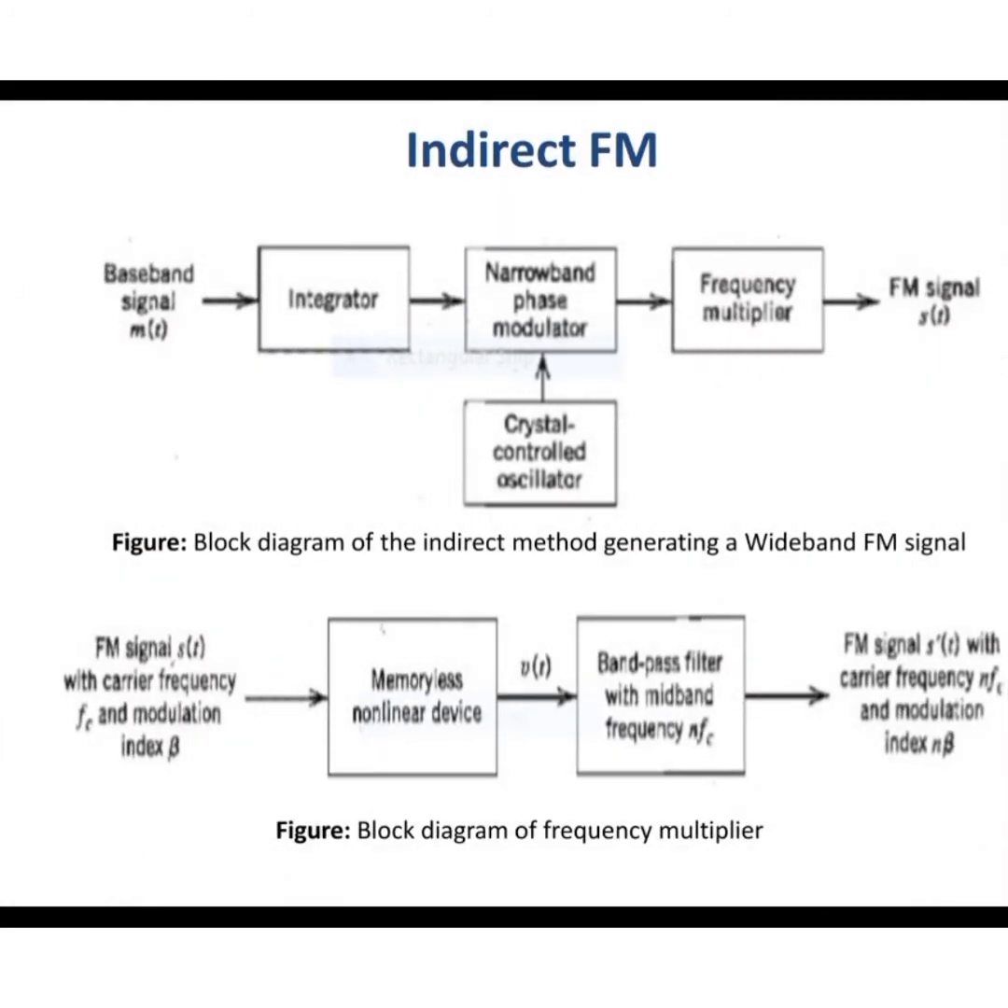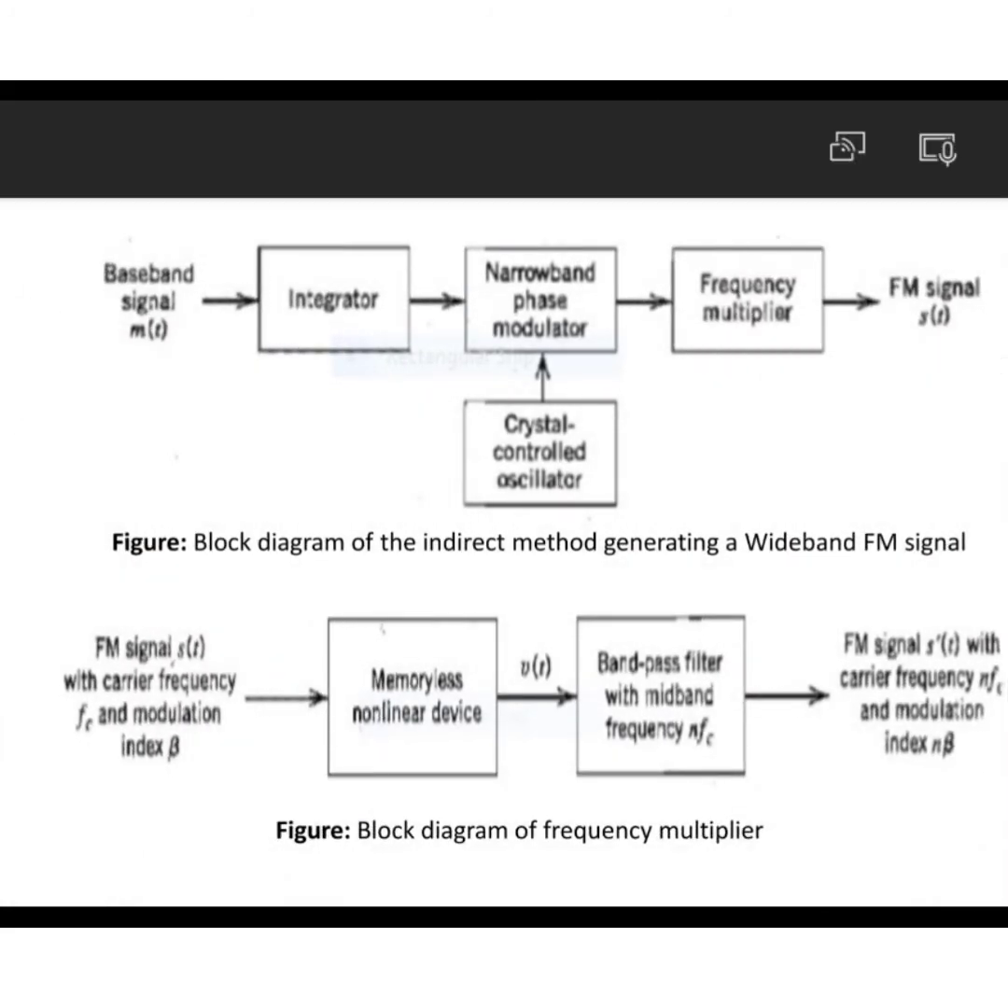So the next type of generation is the indirect method of FM generation. In the indirect method, in the direct method the carrier instantaneous frequency is varied according to the modulating signal, but here what we are going to do is first generate a narrowband FM signal, and then after that frequency multiplication is used. From that we will get the frequency modulated wave. This is the indirect method of FM generation.